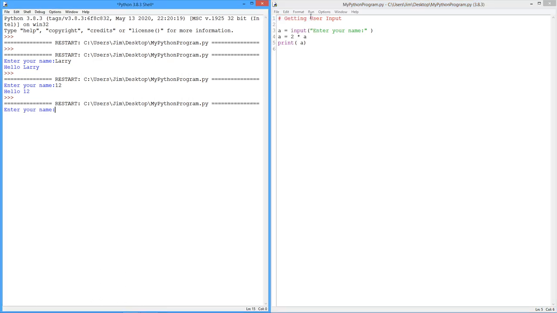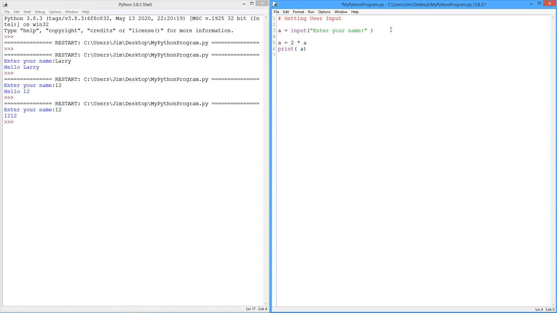So I type in 12 again, and I get 12, 12. So it's not really doing math. It's just doing string iteration. It's just replicating the string, in this case, twice. That's not what we want to do. What we need to do is convert A, the string, into a float. Now, you can do that with a function called, obviously enough, float.